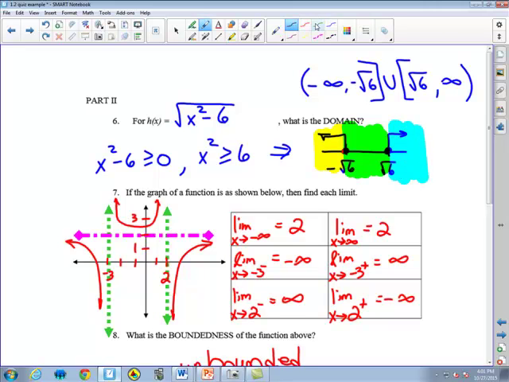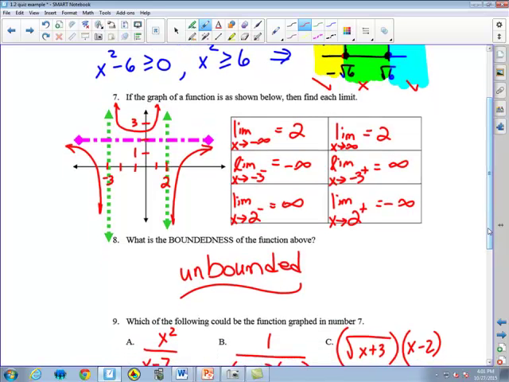You will find that numbers in the yellow region work in this function. Numbers in the blue region work in this function, but numbers in the green region do not work in this function.